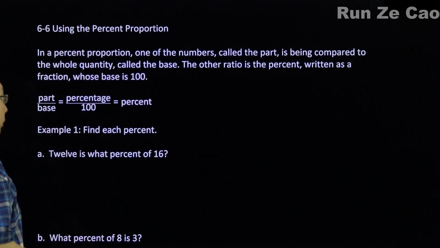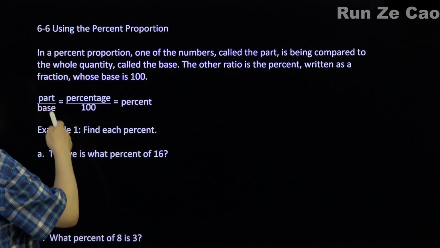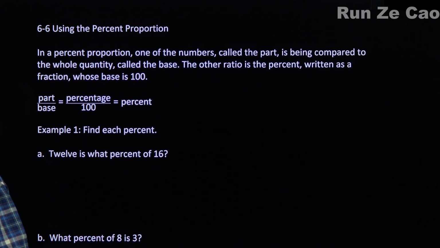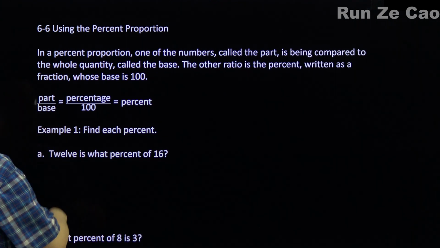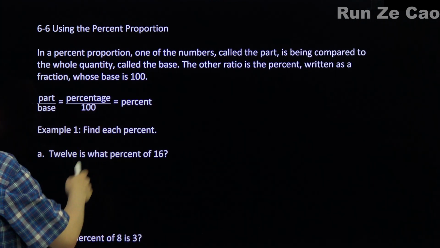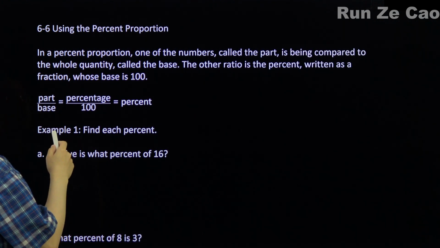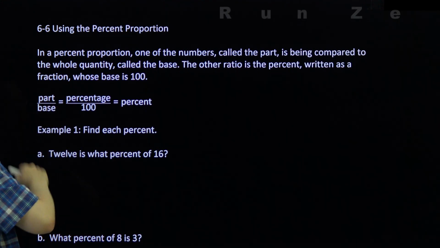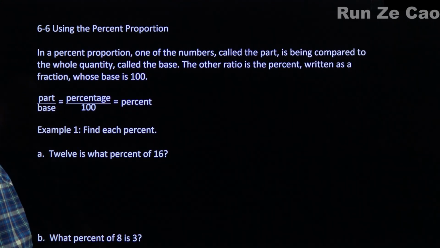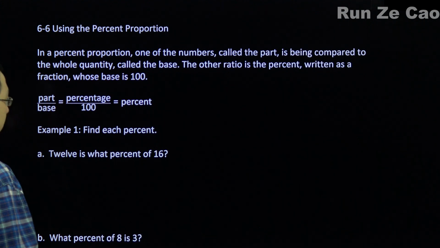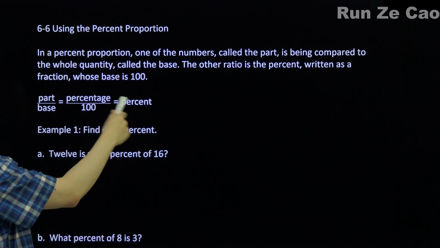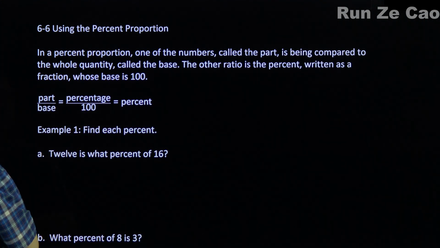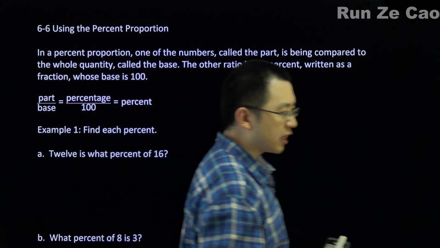The percent proportion is this: part divided by base is equal to the percent. When you take one of the numbers and compare it to the whole quantity, you get the percent. You can show the percent as a ratio, as in the percentage over 100. After all, that is what a percent is. It literally means per 100.